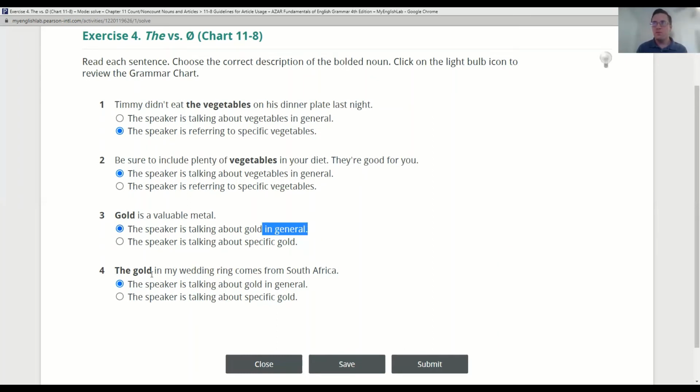But in number 4 here, I see that word the. The gold in my wedding ring comes from South Africa. Here we want to switch. The speaker is talking about specific gold. So when someone says the gold, I can always ask the question, which gold? I can identify it. Which gold am I talking about? The gold in my wedding ring. Okay? Makes sense?